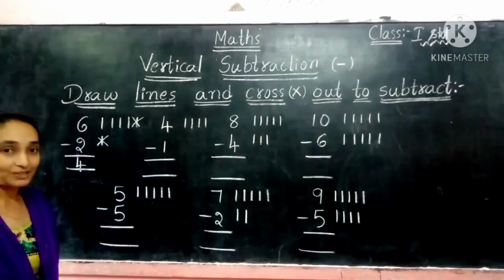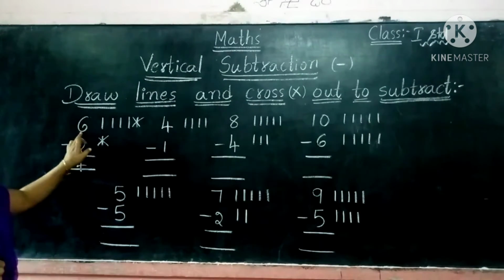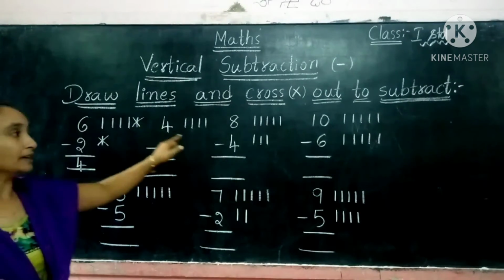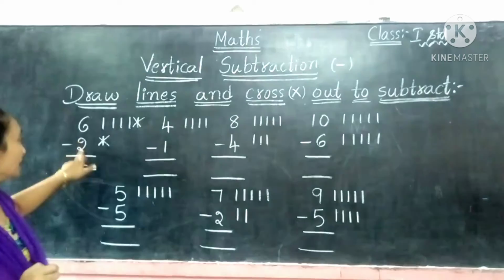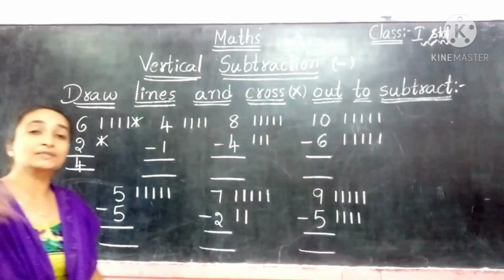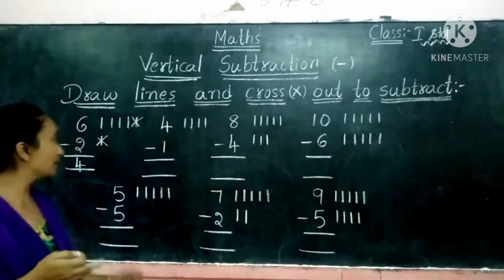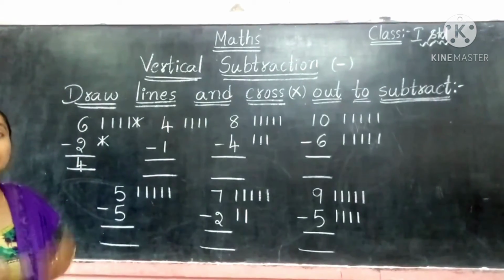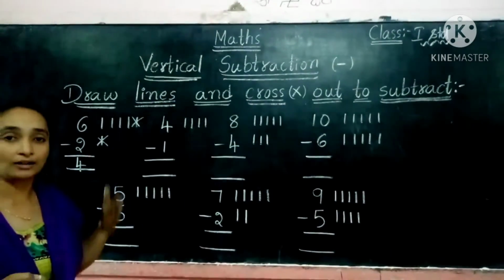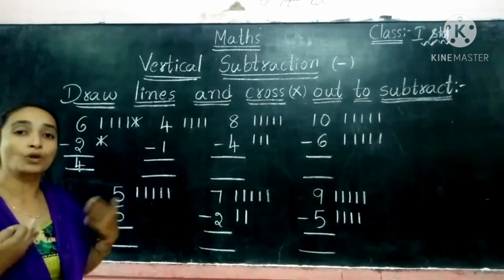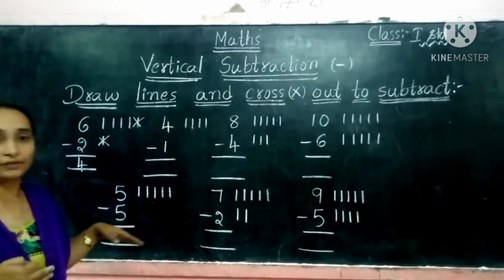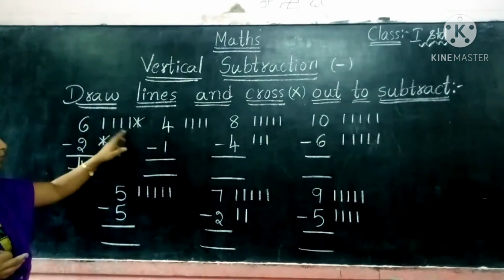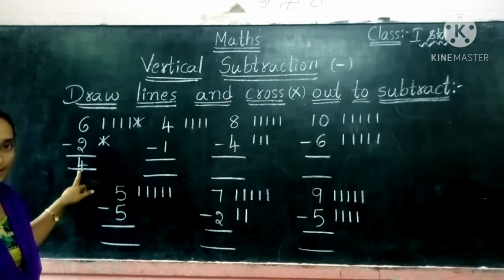4. So easy, no? So how much will be the first number? That many lines we have to draw. Second number, how much will be there? That many lines we have to cross out. That's all. And the answer will be the remaining lines that are left there. So what are the lines left over there? That will be the answer. So here the 4 lines are left over. So that is the answer.